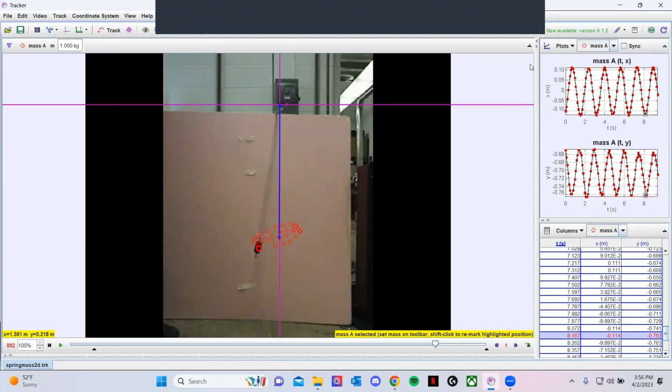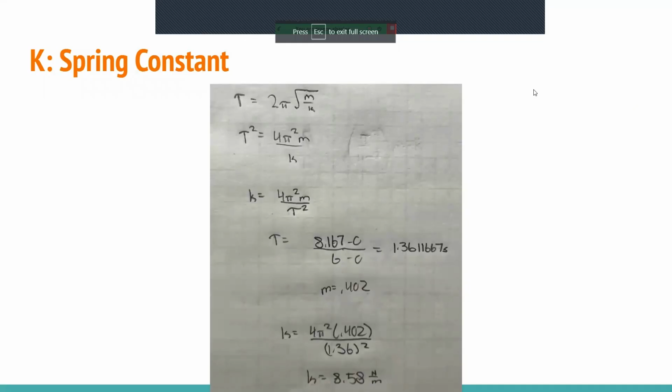Now that the conditions of the lab have been set, we can first move to Tracker. In Tracker, we can track the motion of the spring along its motion path and record each X and Y component. With the data from Tracker, we can derive the spring constant and relaxed length of the spring, simply by measuring the time between one oscillation.